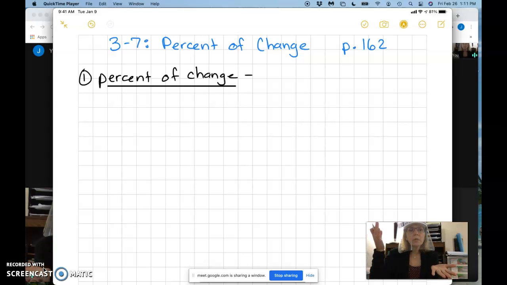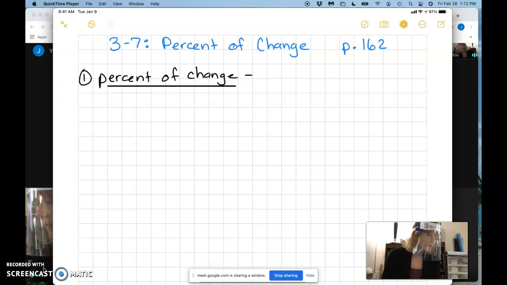And sometimes the percent of change is a decrease, where your old amount was higher, but your new amount is lower, like if something is on sale. So then you would be finding the change. Let's look at the formula for that.